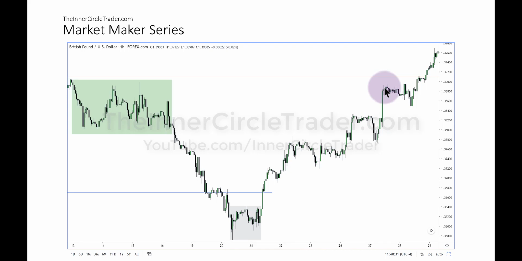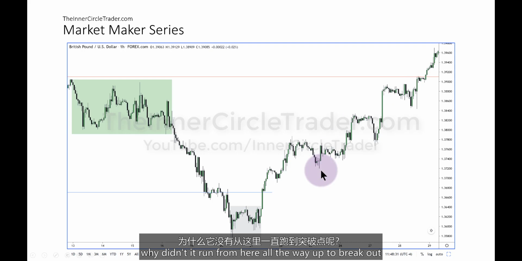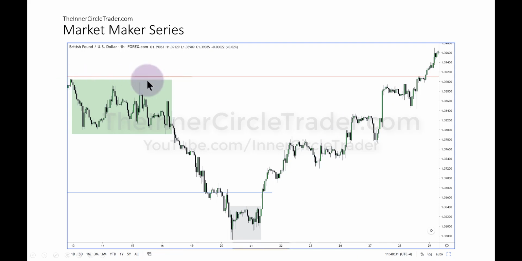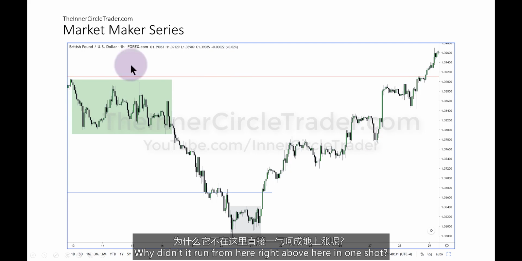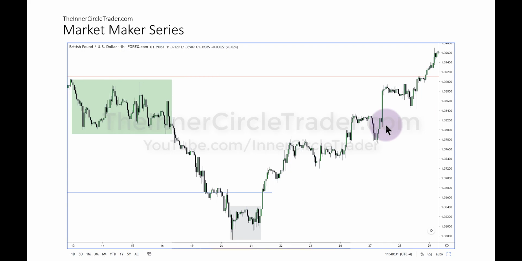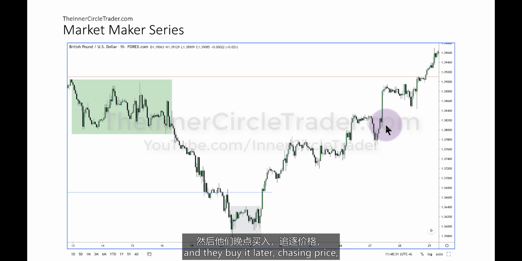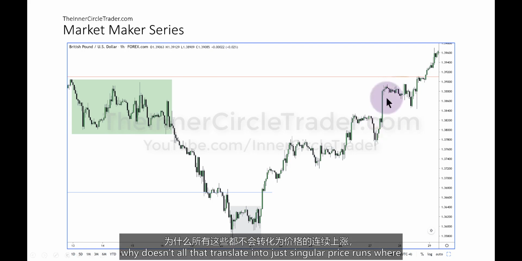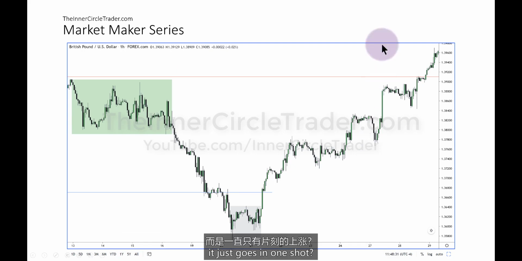The question is this. If it was just the buying pressure, why didn't it run from here all the way up to breakout above here? Because that's where we were aiming for. Why didn't it run from here right above here in one shot? Why is it doing all this consolidation? I mean, think about it. If the buyers are really controlling price, and then retail traders come in behind and they buy it later, chasing price, why doesn't all that translate into just singular price runs where it just goes in one shot? Because that's not how the markets work. Okay, it's not how it works, folks.